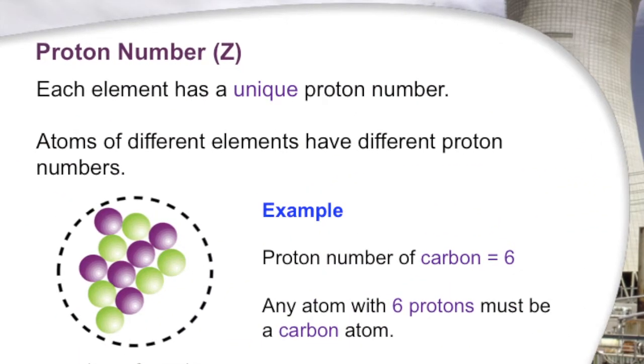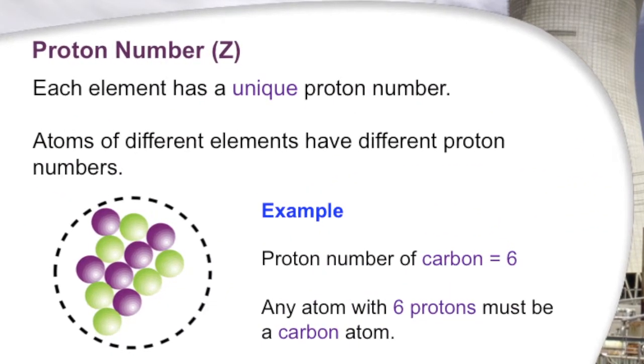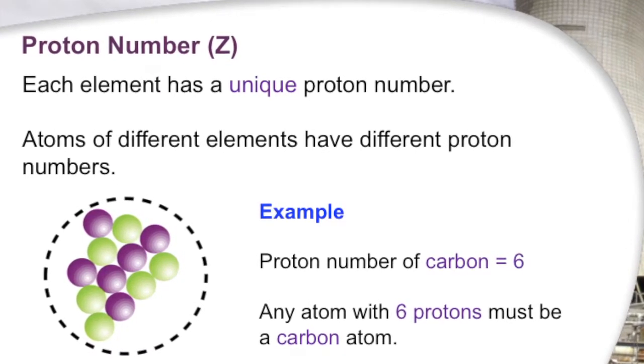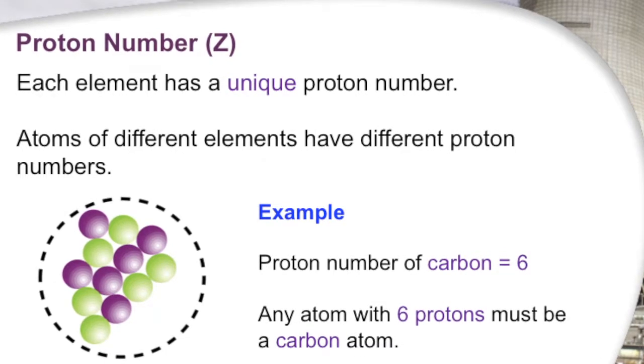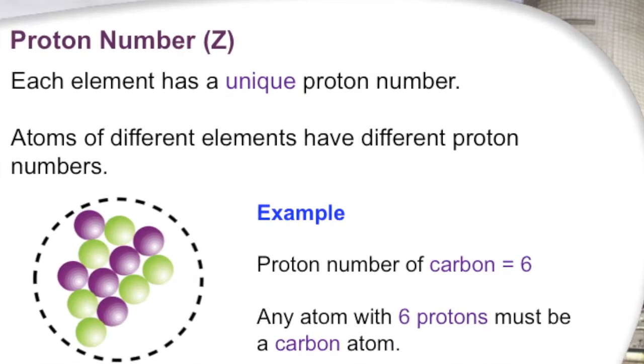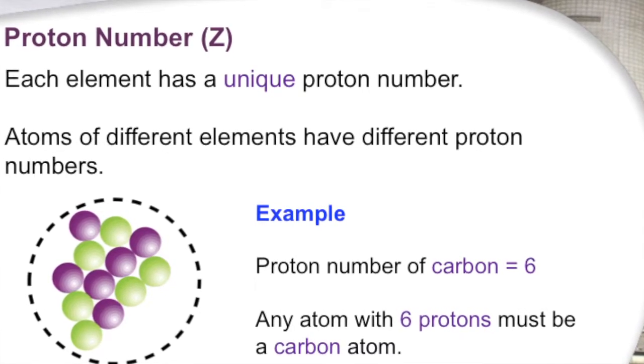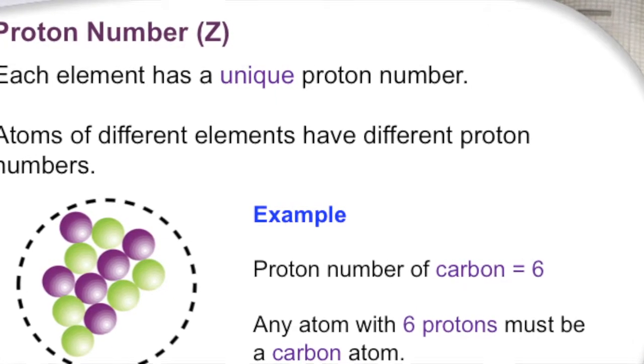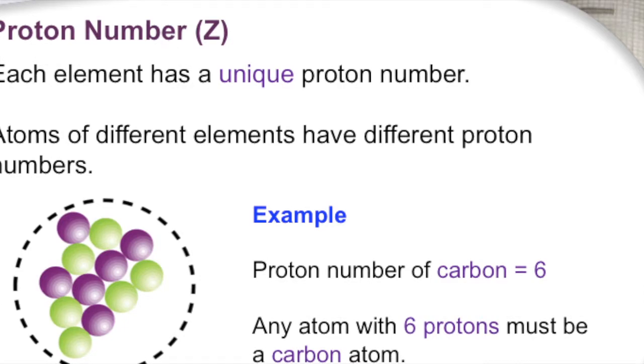Each element has a unique proton number. This means that no two different elements share the same proton number. For example, any atom with 6 protons must be a carbon atom. It cannot be any other element.